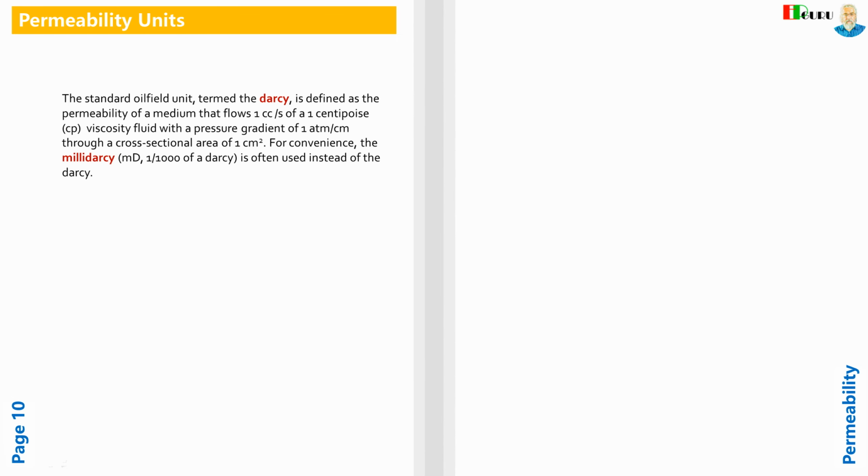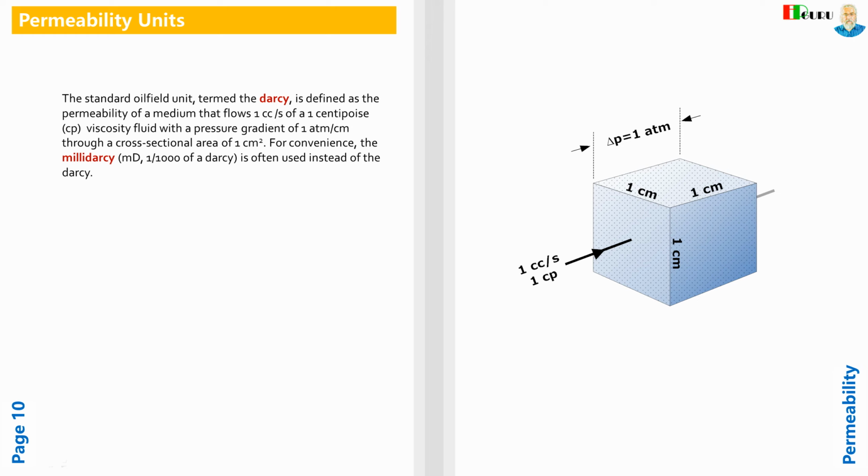The standard oil-field unit, termed the Darcy, is defined as the permeability of a medium that flows 1 cubic centimetre per second of a 1 centipoise viscosity fluid with a pressure gradient of 1 atmosphere per centimetre through a cross-sectional area of 1 centimetre squared. For convenience, the millidarcy, 1/1000th of a Darcy, is often used instead of the Darcy.